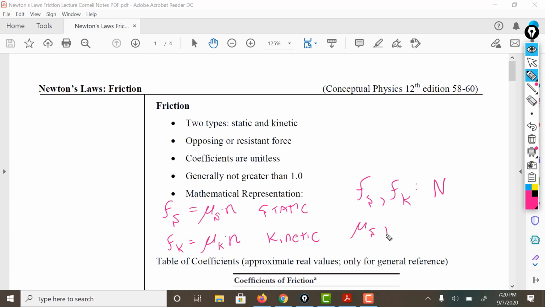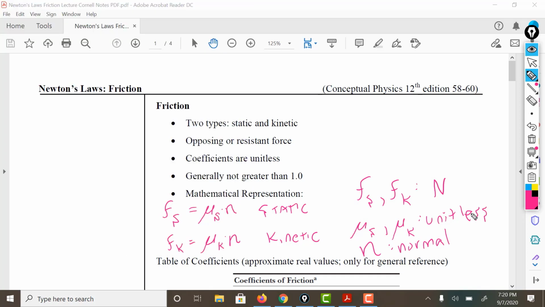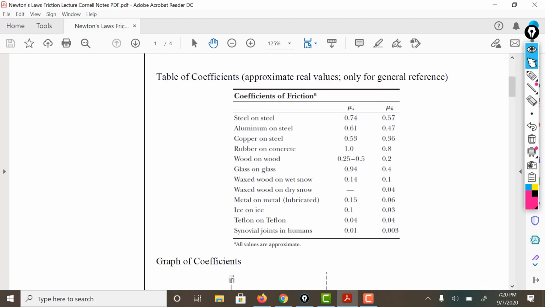But for the coefficients, these are the coefficients, mu s and mu k. These are unitless. They have numbers, but they have no unit. And n is normal. Recall the normal is usually equal to the weight, and that depends on the weight, and the unit for that is Newton.